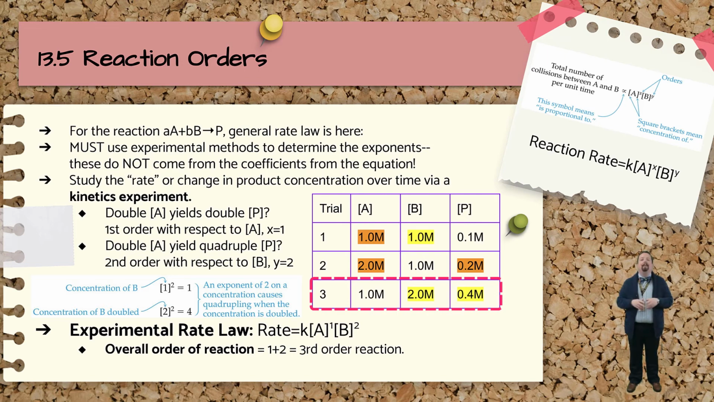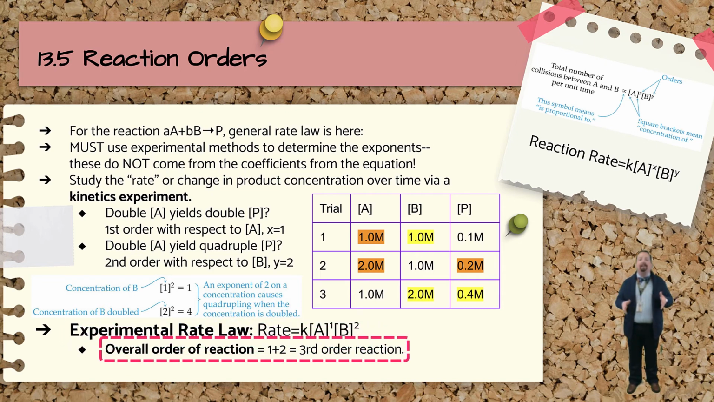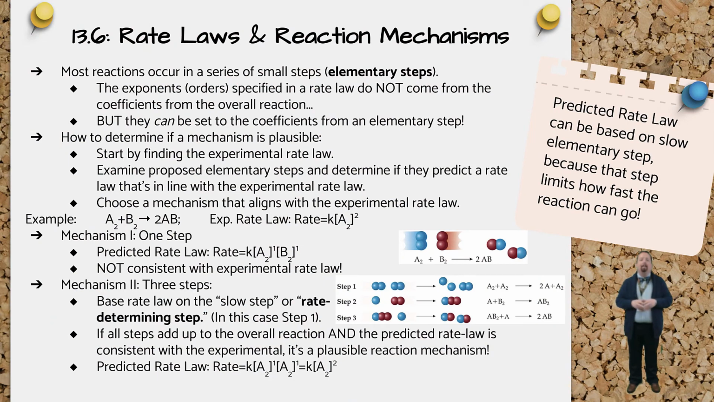So if we plug both of those orders into our rate law, we get that the rate law is equal to K times the concentration of A times the concentration of B squared. This is known as our experimental rate law because we found it through a kinetics experiment. As we said, we now know that this reaction is first order with respect to A and second order with respect to B. To find the overall order of the reaction, we simply add up all of our exponents. This reaction would be a third order reaction. As we mentioned before, most reactions do not occur as they're written in the overall reaction.